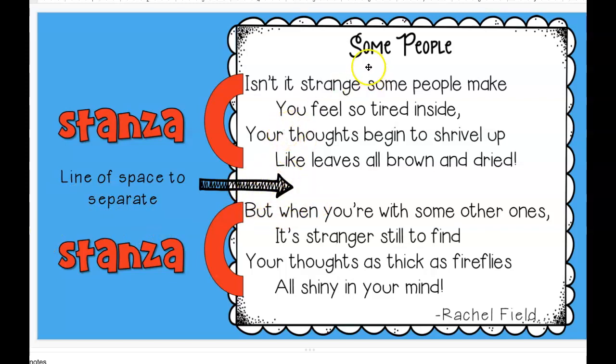Okay, and this poem is Some People. Isn't it strange some people make you feel so tired inside? Your thoughts begin to shrivel up like leaves all brown and dried. That's one stanza. Here's our space. Second stanza, but when you're with some other ones, it's a stranger still to find your thoughts as thick as fireflies, all shiny in your mind. And that poem was written by Rachel Field.